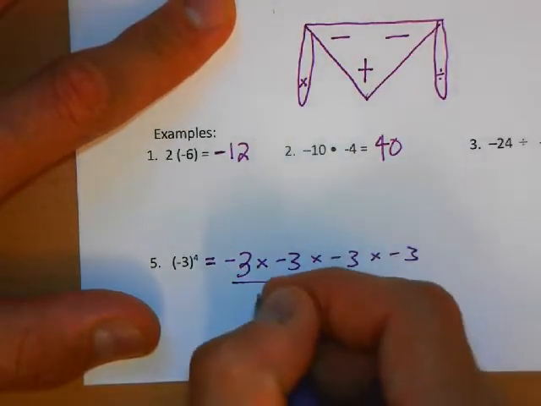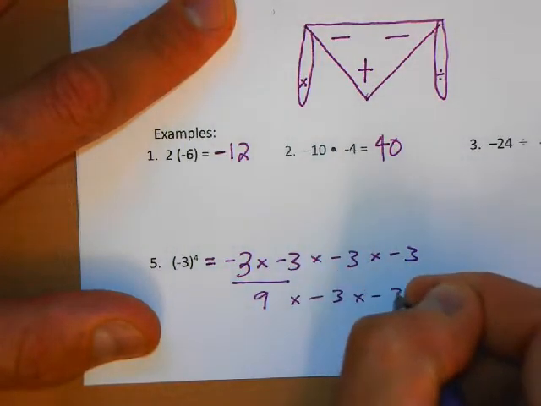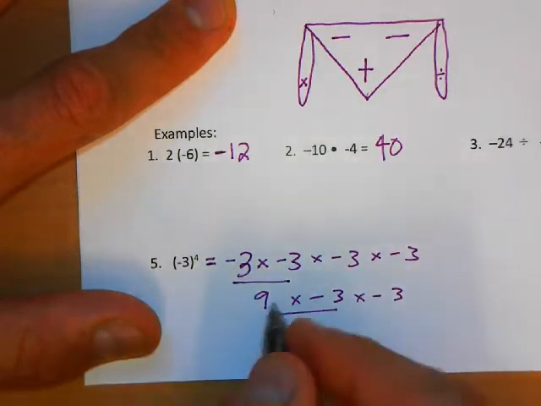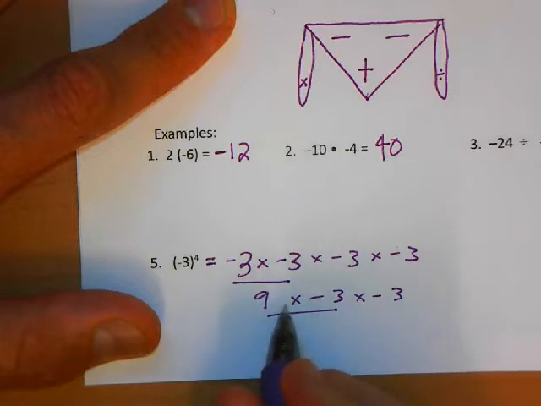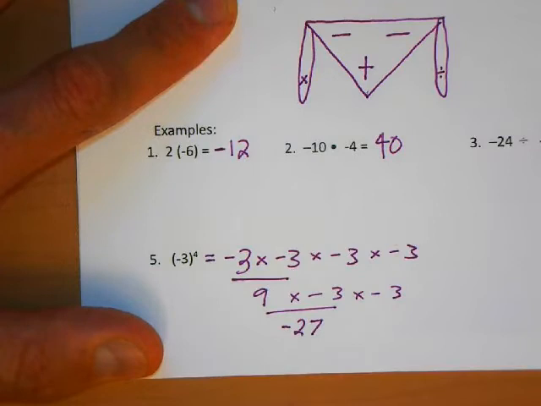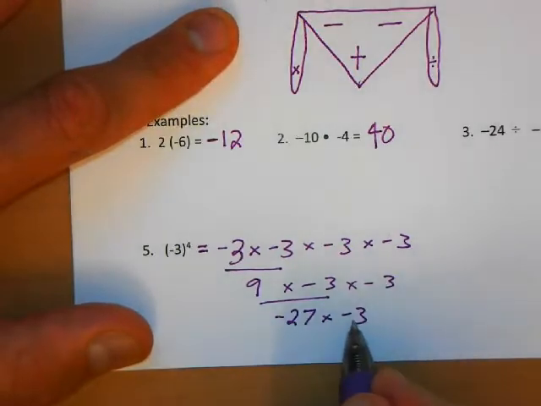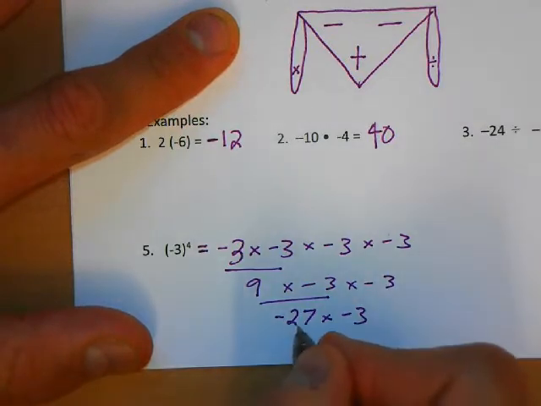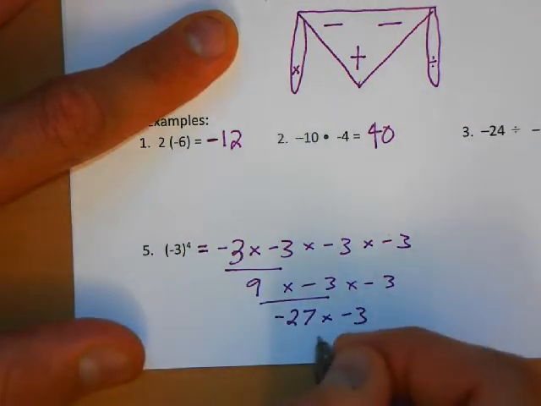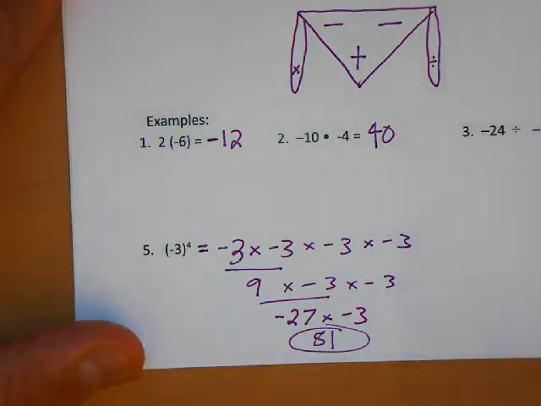Negative 3 times negative 3 is positive 9. And times negative 3 times negative 3. Negative 3 times 9, times negative 3. Well, they have different signs, so that's going to be a negative. And 3 times 9 is 27, so negative 27. Okay, and then negative 27 times negative 3, well, they have the same sign, so that's going to be a positive number. And 3 times 27, do some side work if you need to, but I remember that 3 times 27 is 81. So negative 3 to the 4th power is 81.